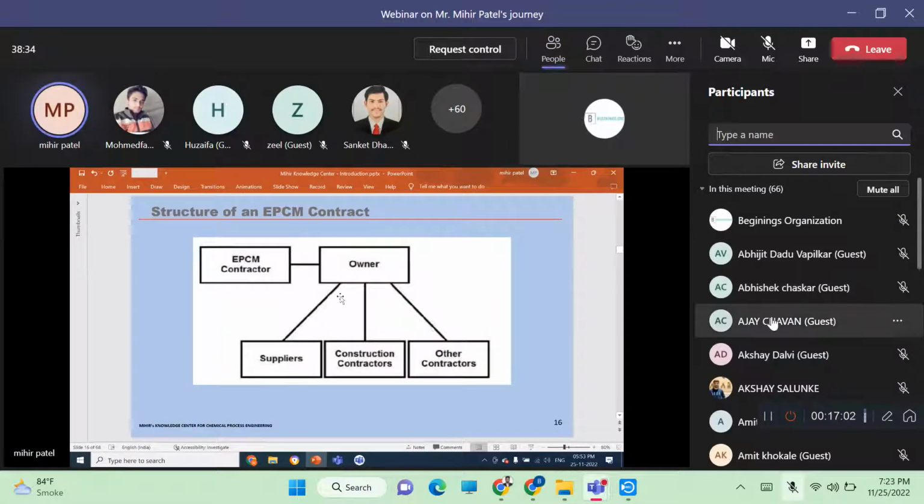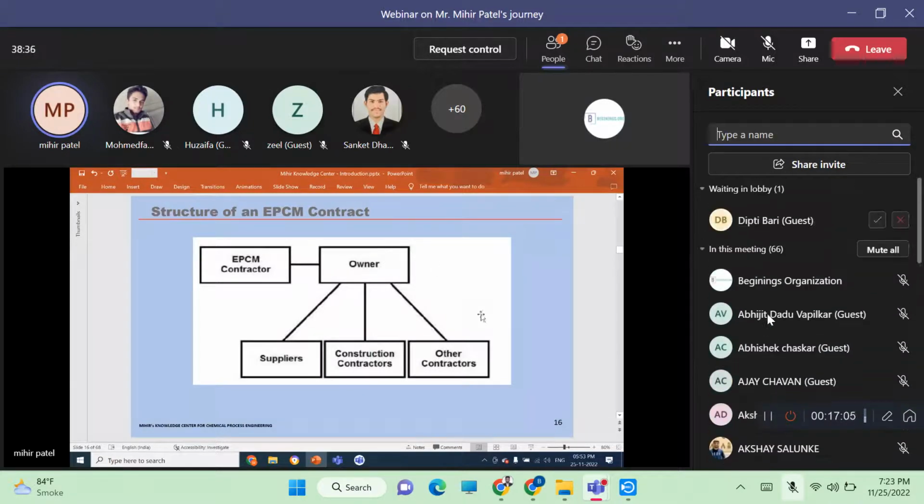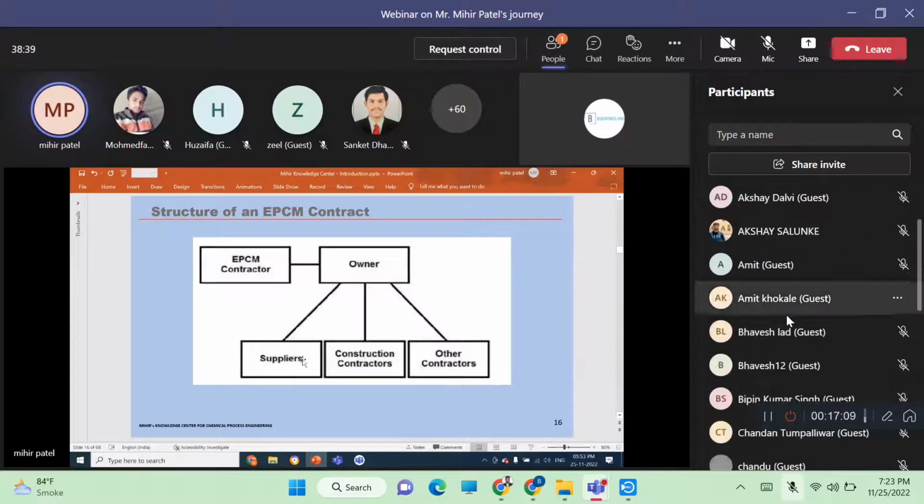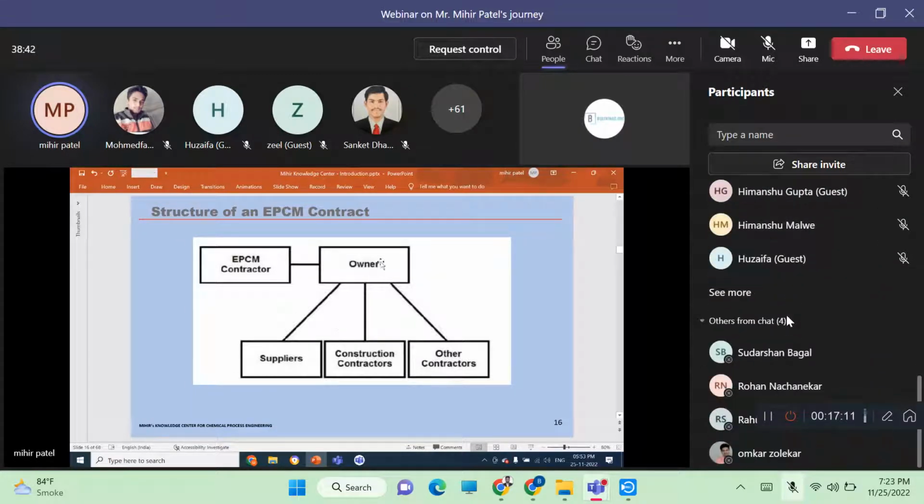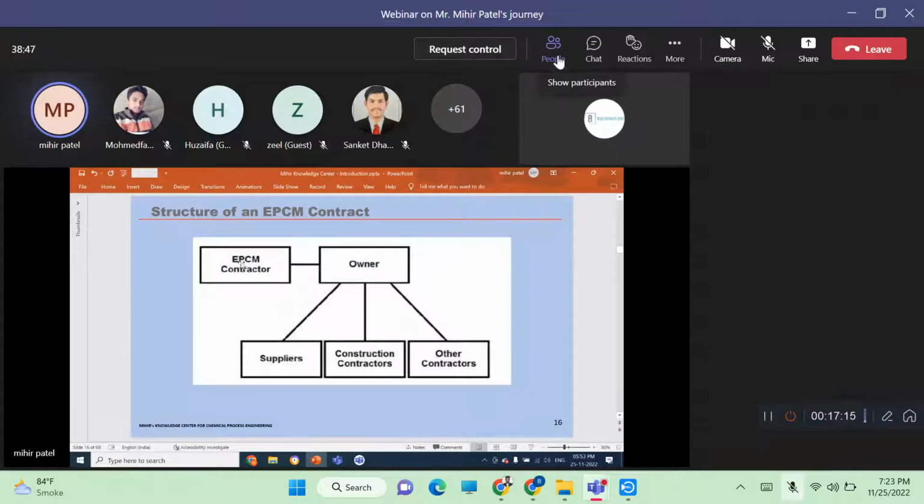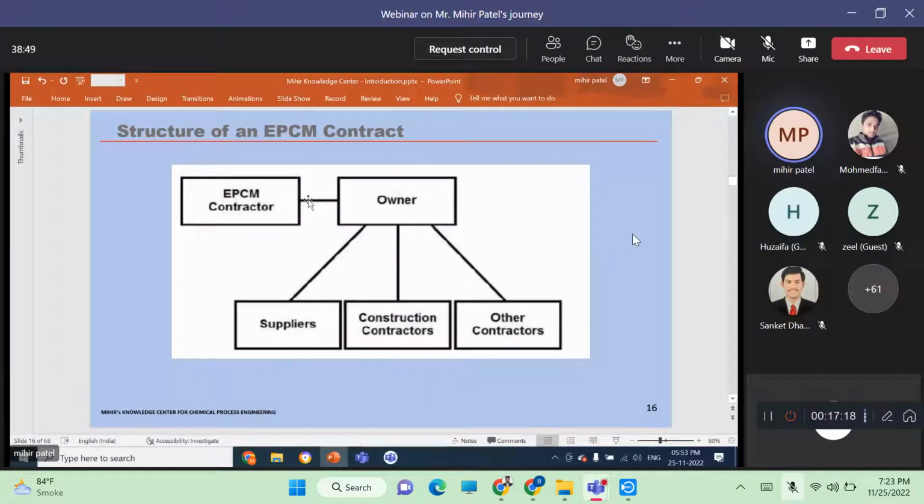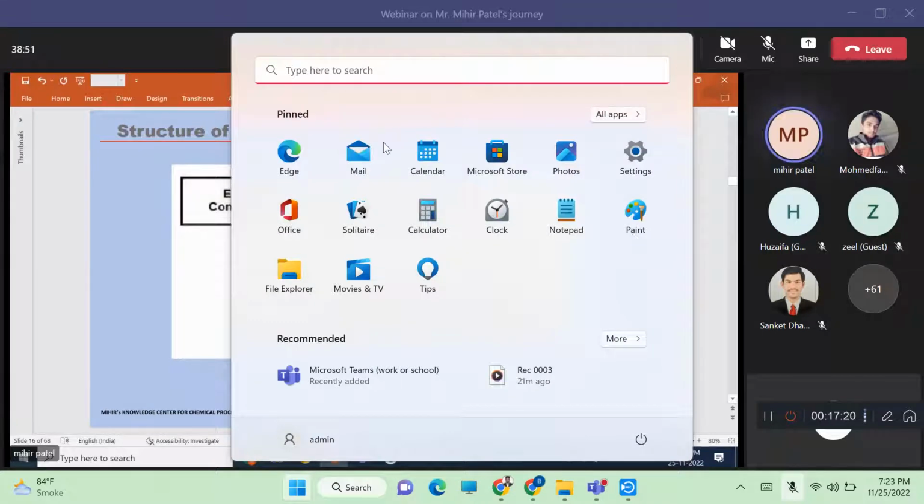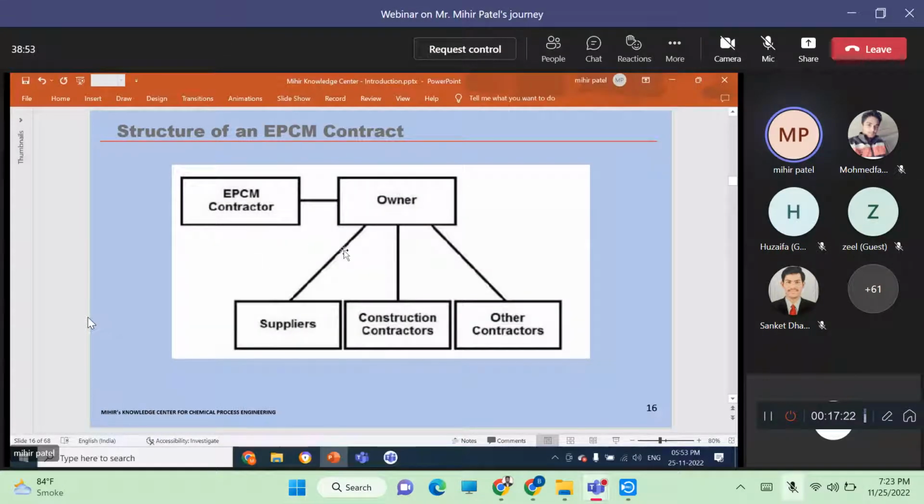Now in EPCM, as can be seen, the owner places the orders for all these fellows. So construction contractor, other contractors, suppliers, OEMs, the owner is directly purchasing all these items. The EPCM contractor is there as a right-hand man of the owner who supervises the engineering, procurement and construction management. So that is why the liability and the risk is quite less in this as compared to the EPC contract.